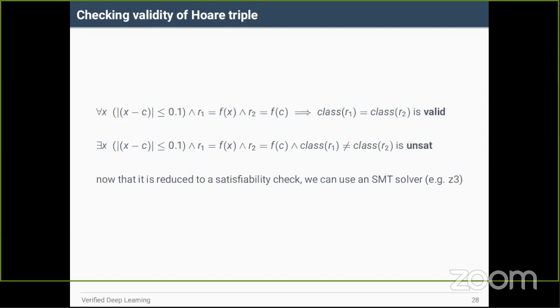So what I was saying is that we are checking the validity of this Hoare triple. Checking the validity of any formula is the same as checking the unsatisfiability of its negation. So we negated it and we want to check whether this is unsat, which essentially reduces to a sat query. We want to check whether this is satisfiable, and therefore an SMT solver like Z3 comes into the picture. This is the question that we give to Z3 to find this x. If it is indeed satisfiable, Z3 will come back and tell us the x.